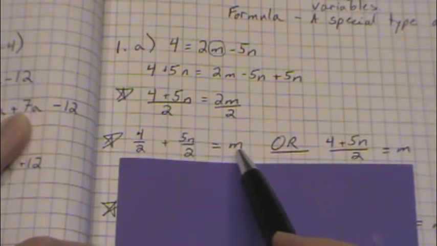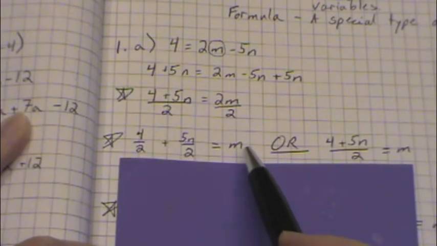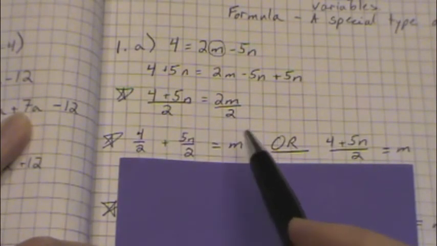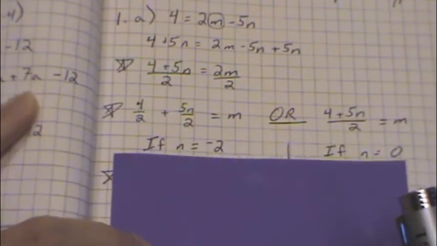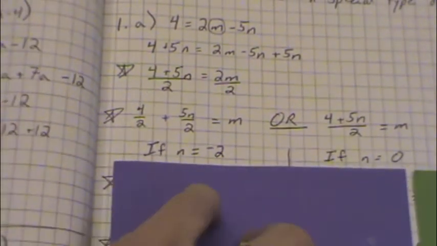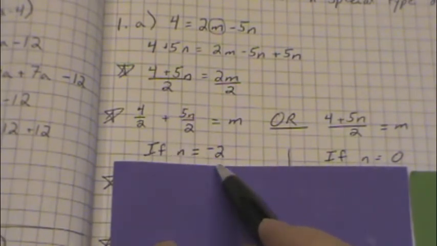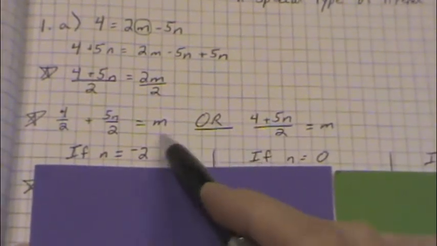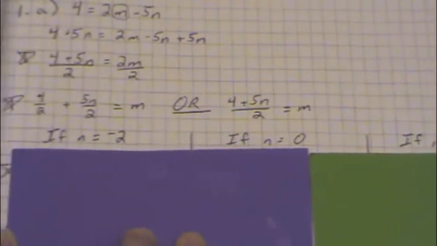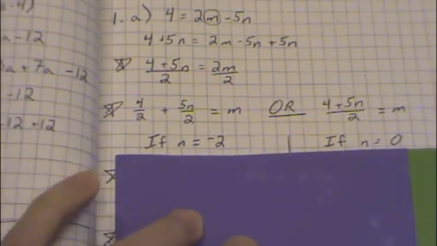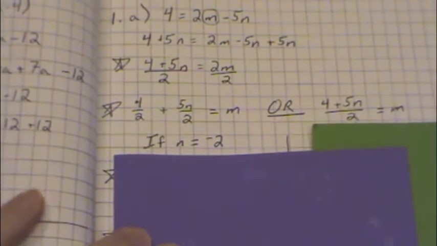So now that we've solved for m, they want you to know what m is equal to when n is equal to -2, to 0, and to 2. So take a look at how I labeled my notebook here. If n is equal to -2, and there's a column underneath here. If n is equal to 0, and another column here. If n is equal to +2, and another column there. Gotta keep these things neat so I can figure out what your math is.